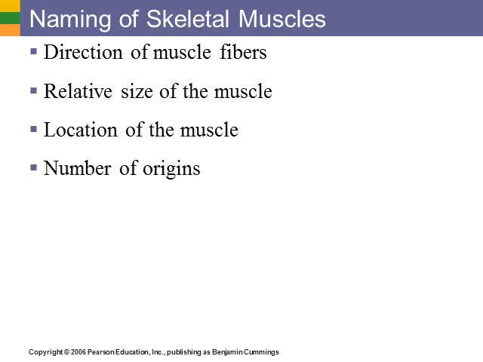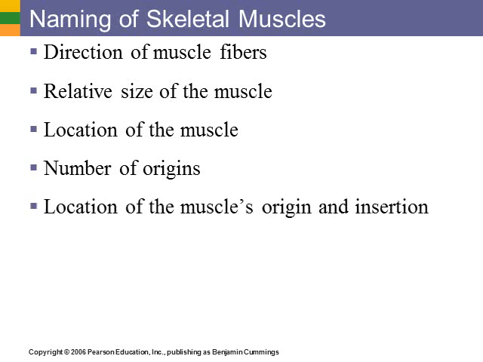And some are named by the number of origins. The two most notable examples that you probably know by now are the biceps. Bi is a prefix which means two. Ceps means head. So biceps, two heads, two origins. So triceps would be three heads or three origins.